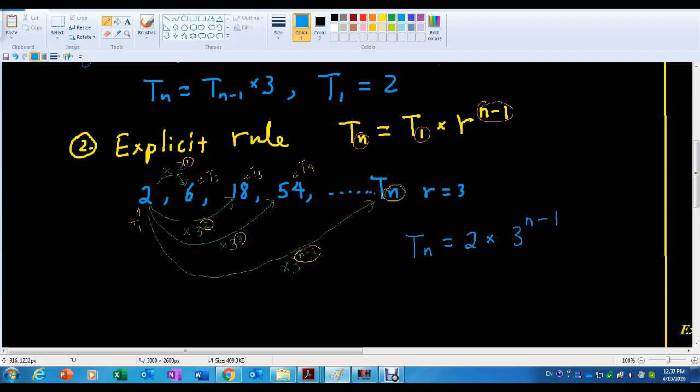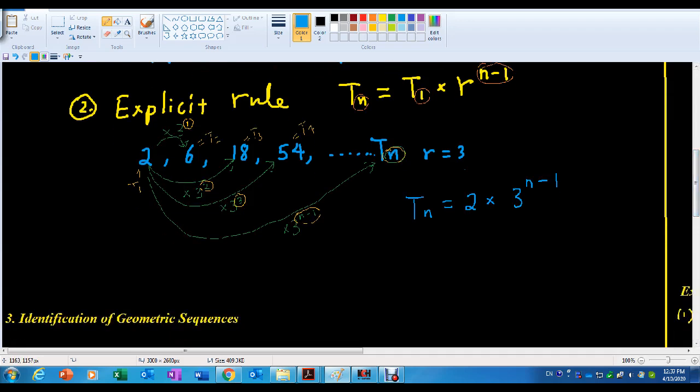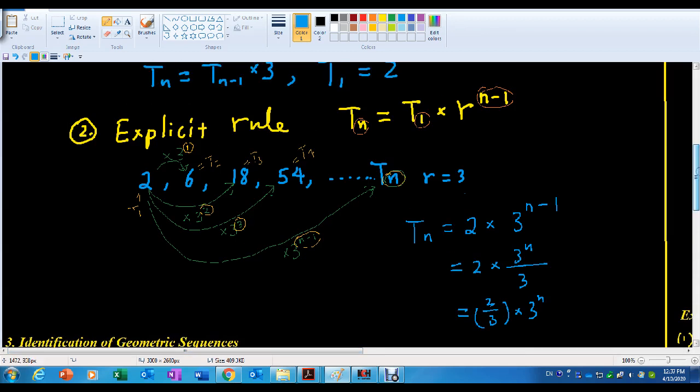Okay, and sometimes that explicit rule can be changed to other forms, right? For example, this is one of the forms that we will possibly use a lot of the time, but there will be other forms as well. For example, you might change this form to 2 times 3 to the power n divided by 3. You might use this form. So there are all sorts of different ways to express this explicit rule, although all explicit rules can be started from using this general form, right?